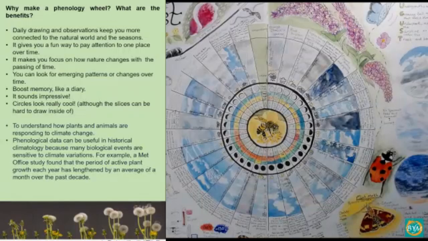So these are long-term changes. So if you maybe started making your phenology wheel in your teens, and then you're still making those phenology wheels into your older age, it would be really interesting to look back at all of those different wheels and see the changes that were happening over time. So there's a challenge. Lifelong, yeah. There we go.